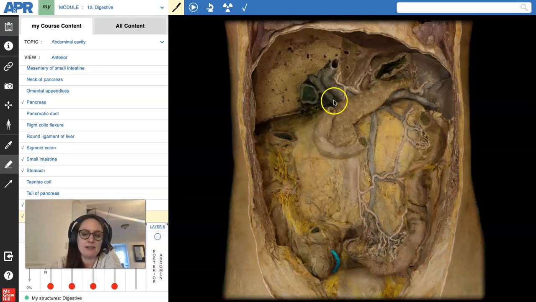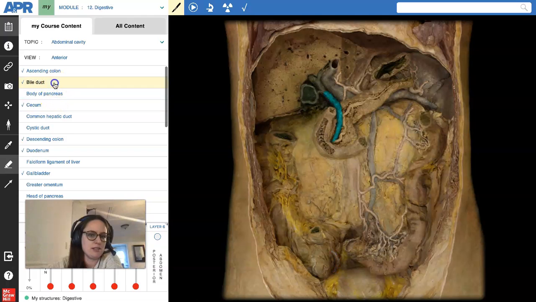We can see the bile duct right here, but I don't think it's going to, is it going to? Yeah, it's going to highlight it. So this view is going to cut off part of the duodenum and pancreas to show you that the bile duct is going to meet up with the main pancreatic duct there.